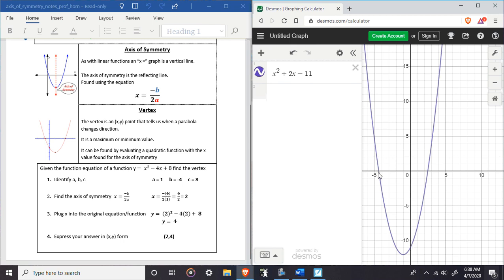We would miss this point over here. We would miss the vertex down here. So we can't just pick an arbitrary point and start graphing like we could with a line. So for parabolas, we need to know this vertex and this axis of symmetry, because we need to know where to start from, and that's what we'll be doing over the next few days.